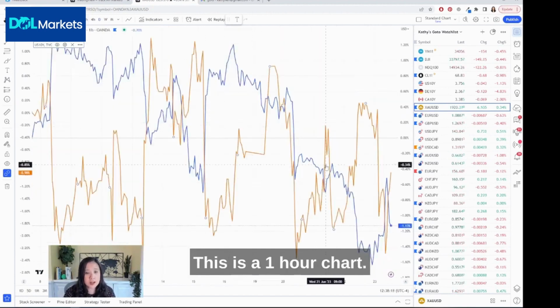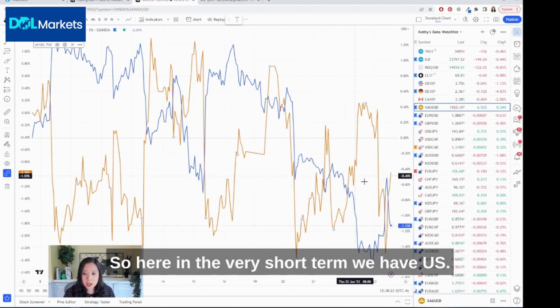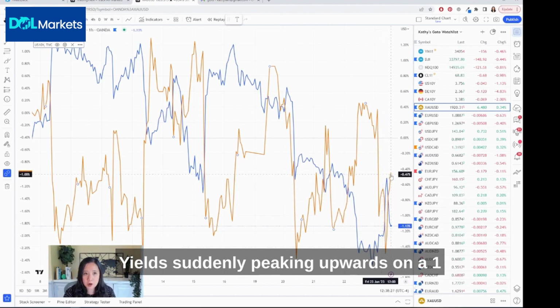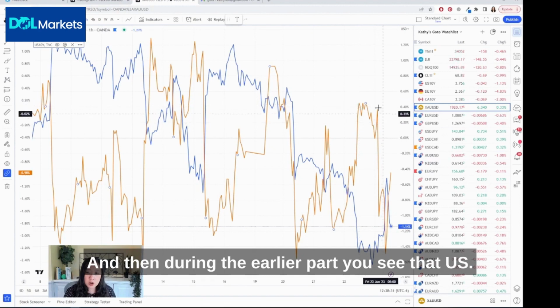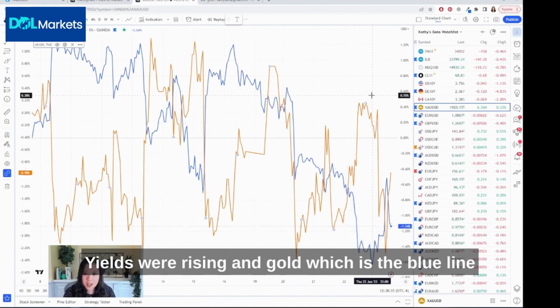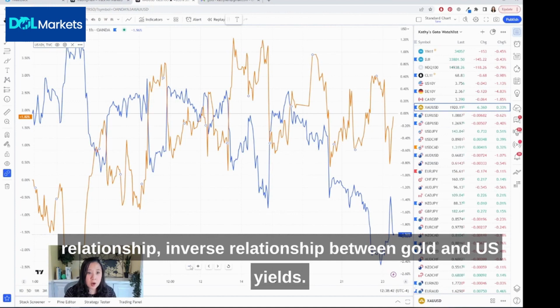This is the 1-hour chart. Now remember, blue is gold, orange is US yields. So here, in the very short term, we have US yields suddenly peaking upwards on a 1-hour chart and gold melting down. And then, during the earlier part, you see that US yields were rising and gold, which is the blue line, was falling. And you can see a very, very strong relationship, an inverse relationship between gold and US yields.